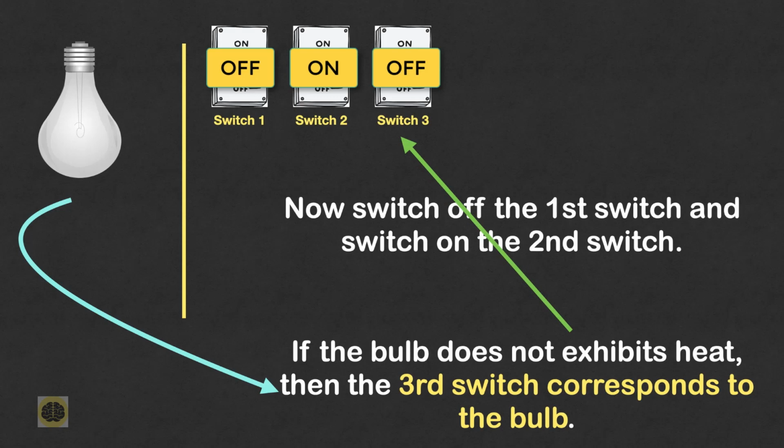Let me repeat the solution now. You need to enter the room only once. First, you switch on the first switch and wait for some time, say 5 to 10 minutes. Now switch off the first switch and switch on the second switch.